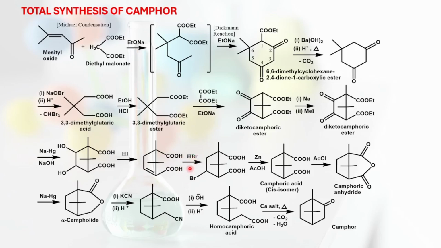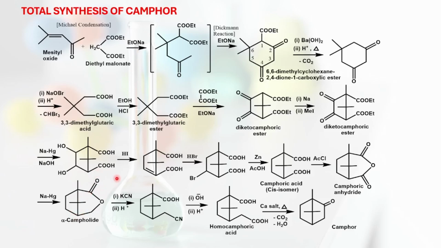Further treated with hydrogen iodide, there is an elimination reaction, and we will get a double bond. When treated with HBr, there is an addition reaction, and after the treatment with zinc and acetic acid, we will get the cis isomer called camphoric acid. Further treated with acetyl chloride, we will get an anhydride. Here is the compound called camphoric anhydride. Further treated with sodium amalgam, we will get the compound alpha campholide. Here is a campholide.